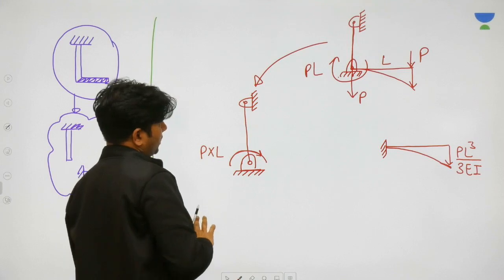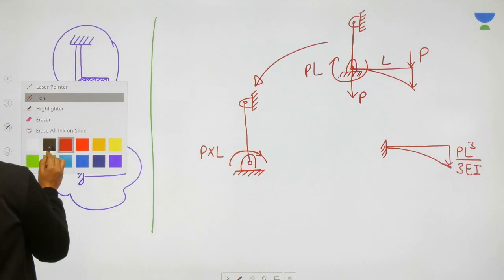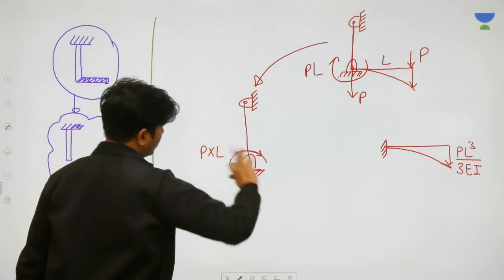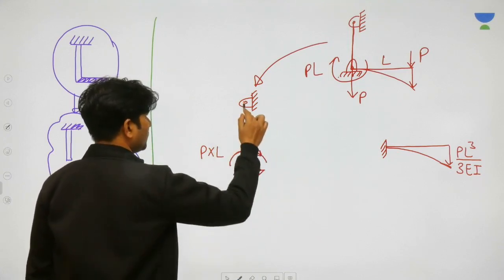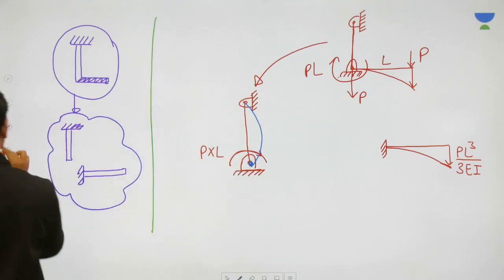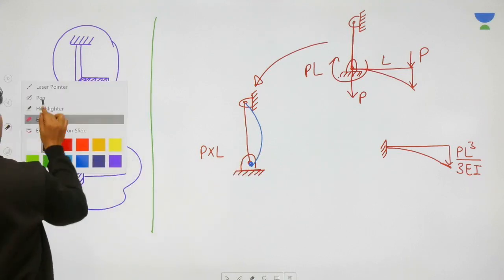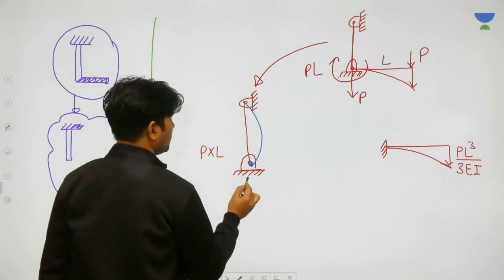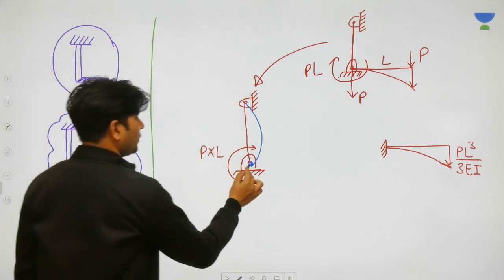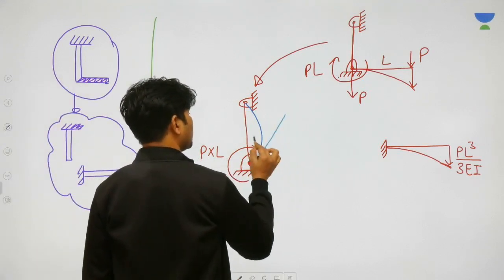Now what this P into L will do here, my dear friends, is going to deflect the beam forward like this. This couple is going to deflect the beam forward. Then it will have some theta here.